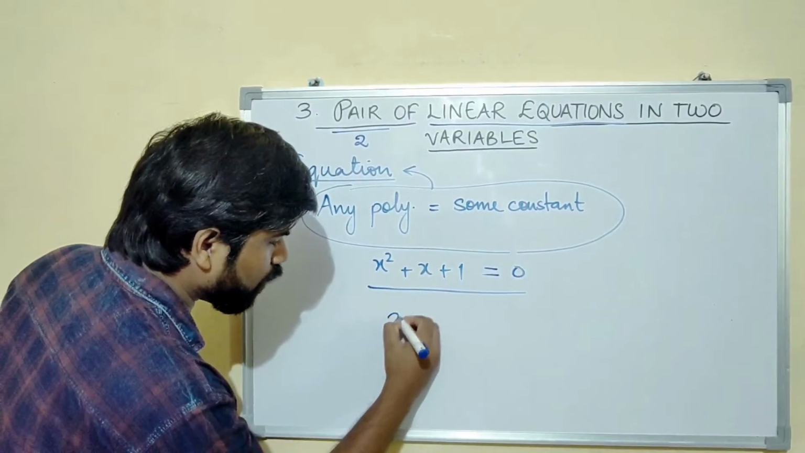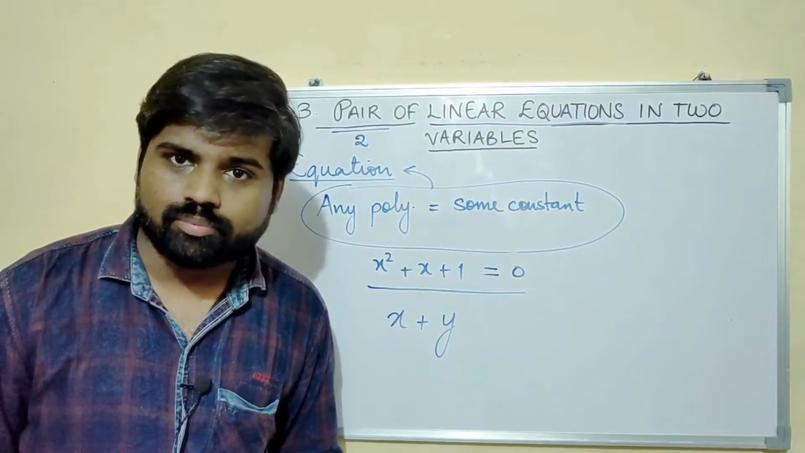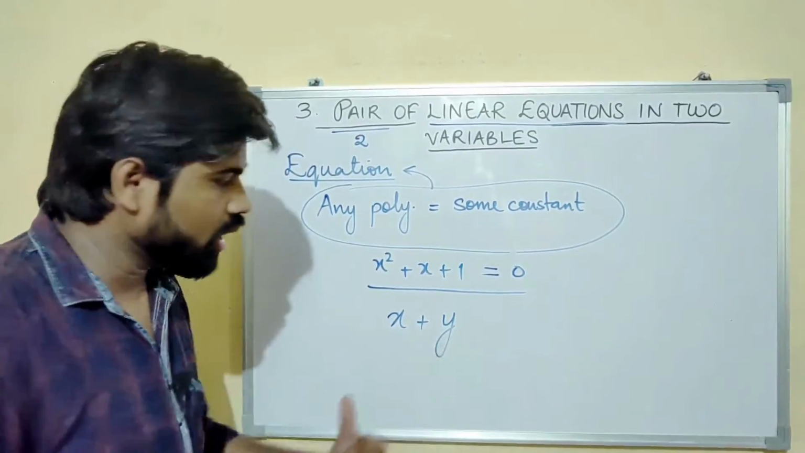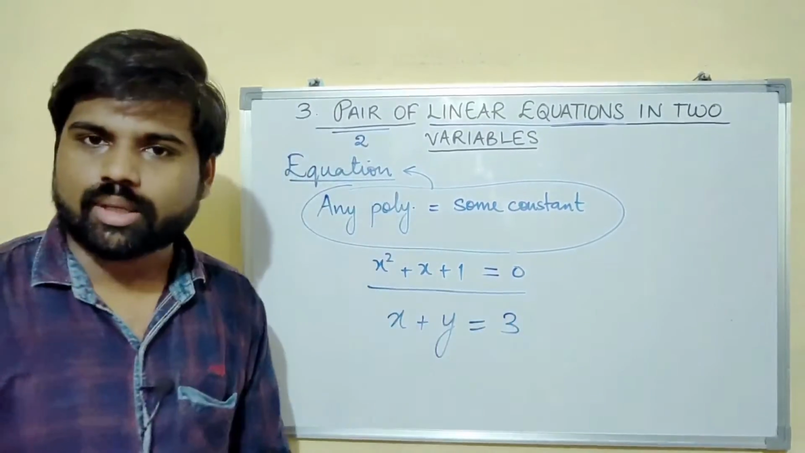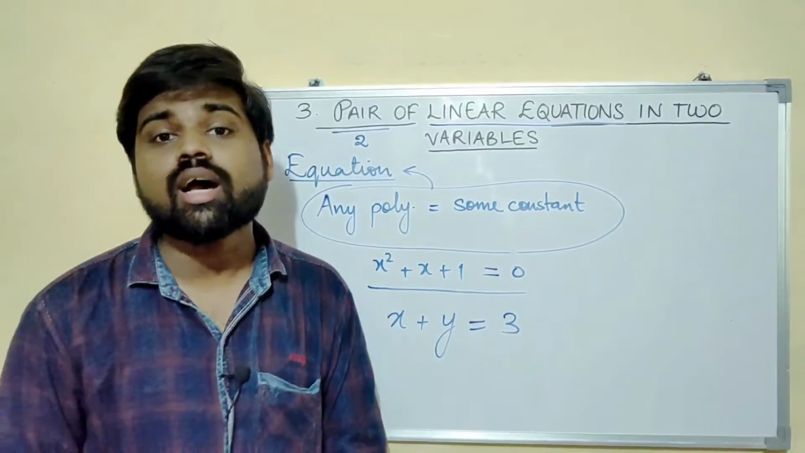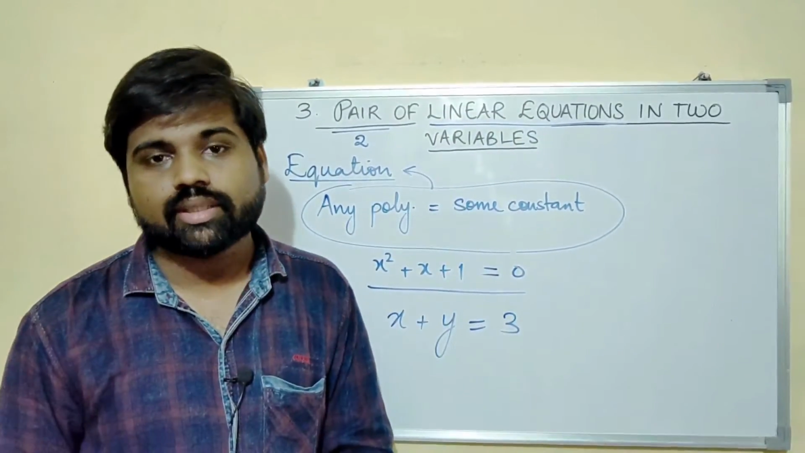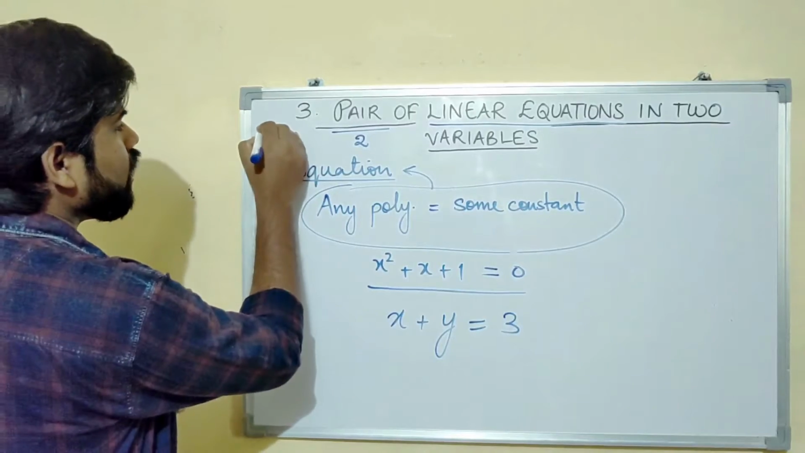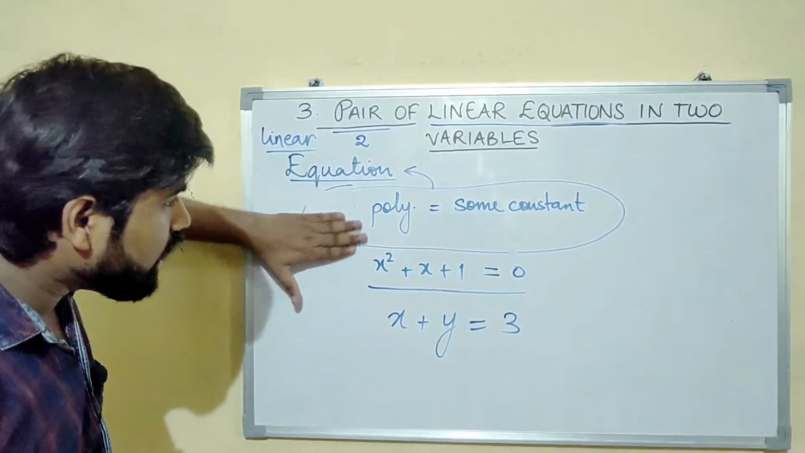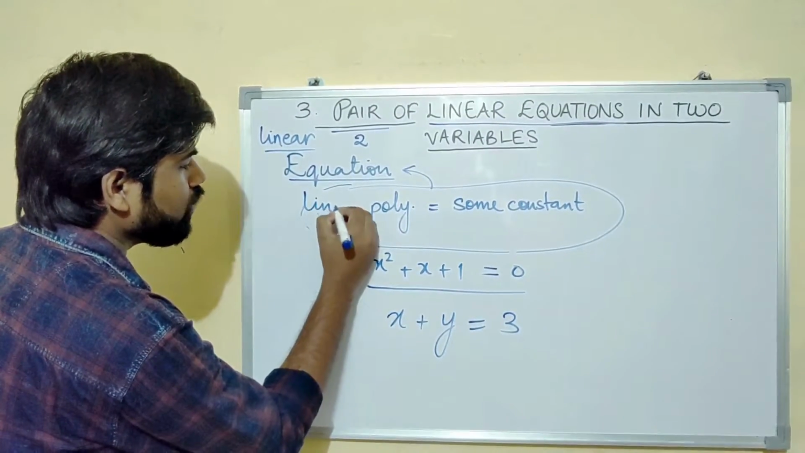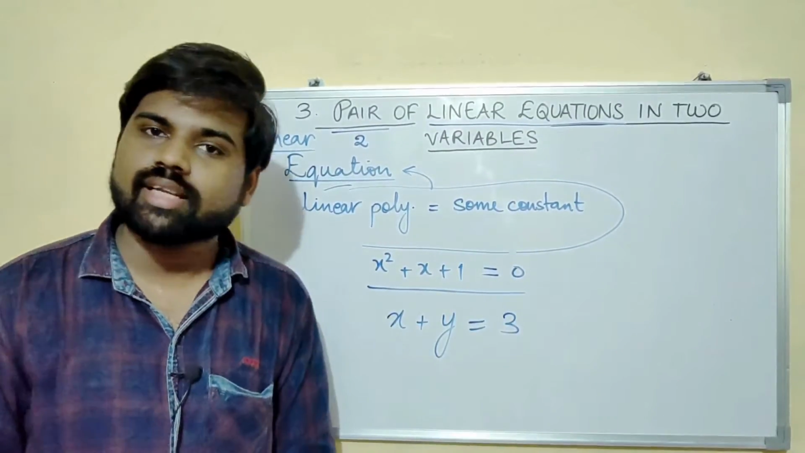Now if I take another polynomial x plus y, this is a linear polynomial because the degree is 1, right? But if I put an equal to sign here and equate it to a number 3, now this is not a polynomial, this is a linear equation. So we have to deal with linear equations in this chapter. What is a linear equation? Linear polynomial equal to some constant is known as a linear equation.